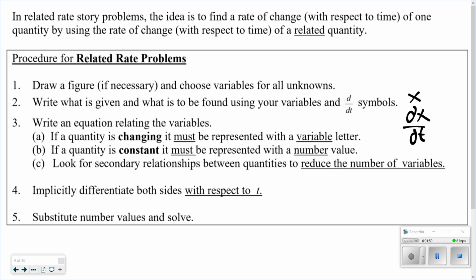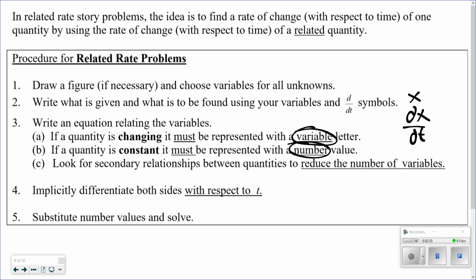Step number 3 is to write an equation relating the variables. This usually is the hardest step, coming up with that equation. A couple of really important things. If a quantity is changing in the context of the problem, it must be represented with a variable. If a quantity is constant throughout the context of the problem, then you're going to plug in a number, a constant. And then C, it says look for a secondary relationship between quantities to reduce the number of variables. Sometimes you'll have to use a formula that involves maybe 3 variables. So if you can find a secondary relationship that lets us do some substitution to narrow down to just 2, that can be helpful for you.